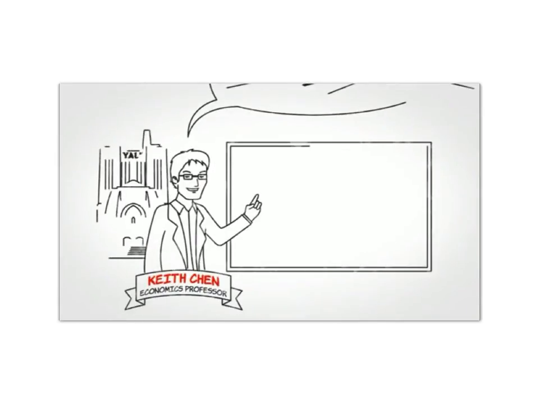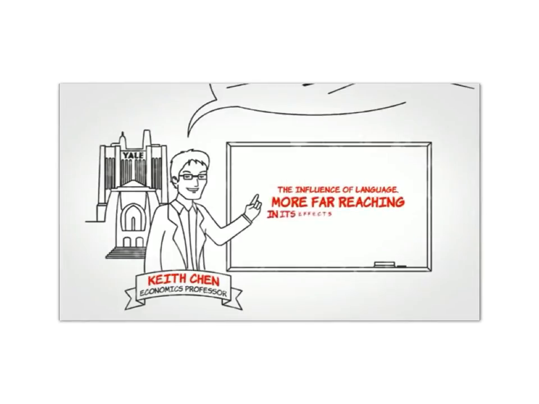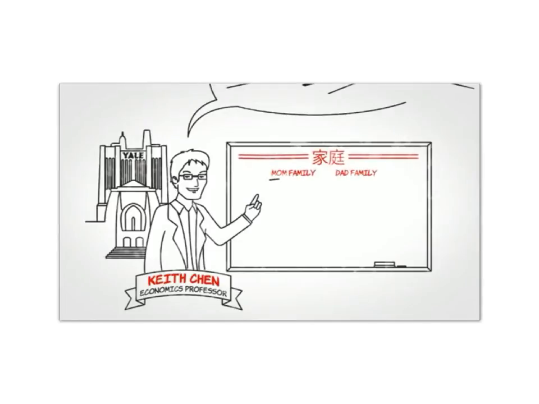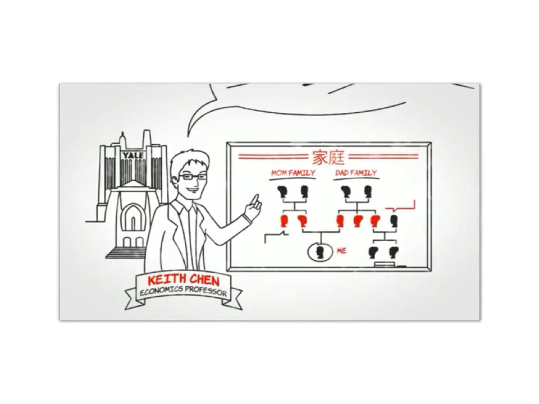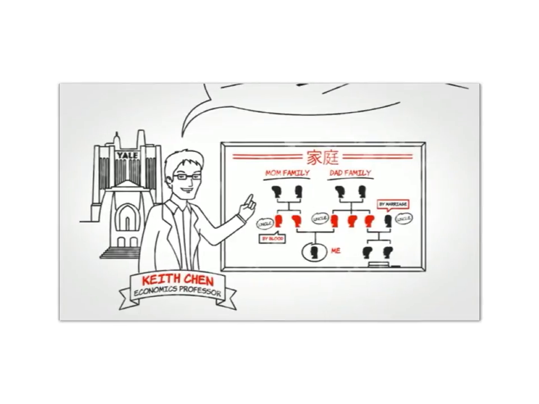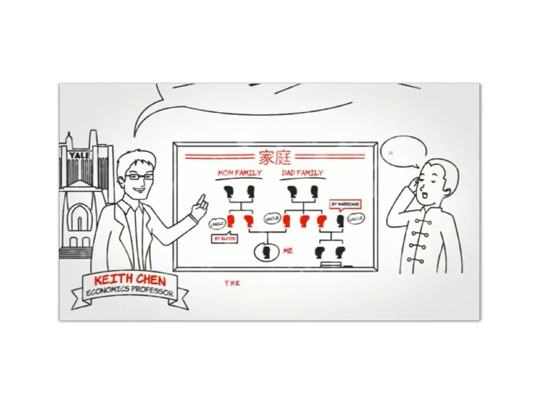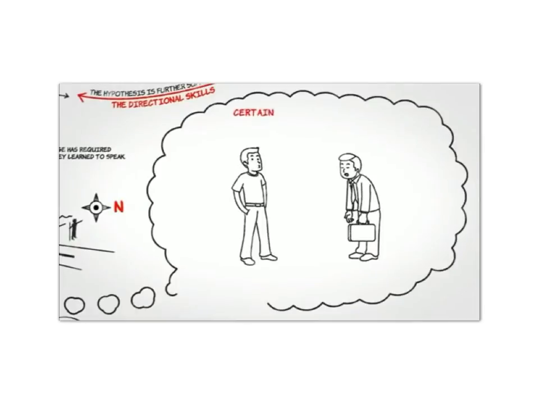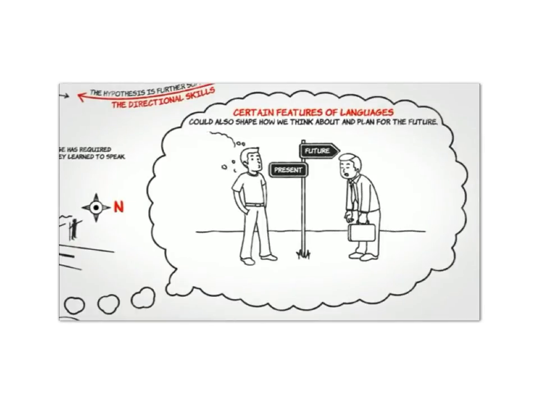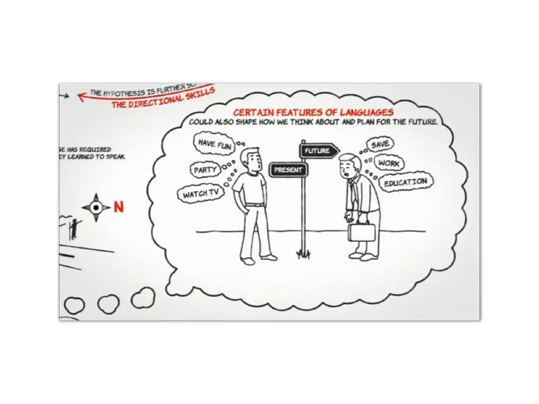Keith Chen, an economic professor at Yale, theorized that the influence of language could be even more far-reaching in its effects on our behavior. He recalled how, when talking about an uncle, the Chinese language requires speakers to specify their exact relationship, whereas the English language allows speakers to use the same word for any uncle. Unlike English speakers, the Chinese speakers would have to remember these precise differences. Chen suspected that certain features of languages could also shape how we think about and plan for the future. What if some of us had to remember the difference between the present and the future, but others didn't?